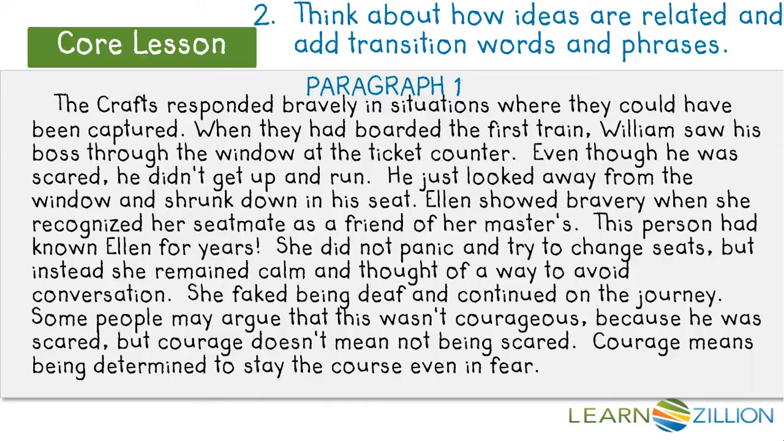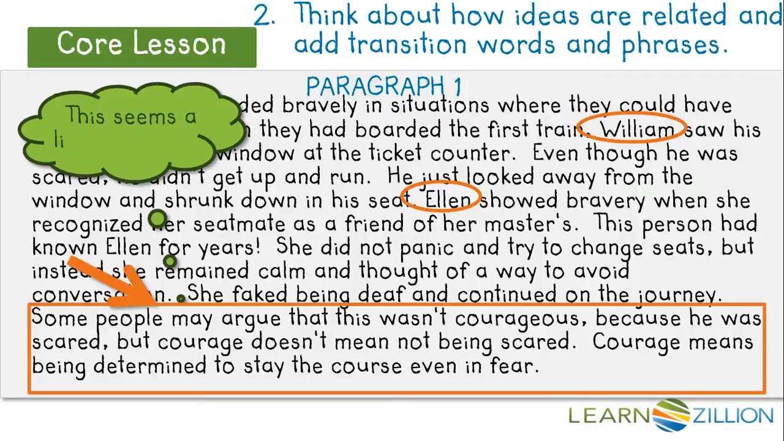I think my first sentence is a good transition from the introductory paragraph because I mention one example of their bravery. I gave an example of William's bravery, and right after that I gave an example of Ellen's bravery. But when I read this ending, I got a little confused.